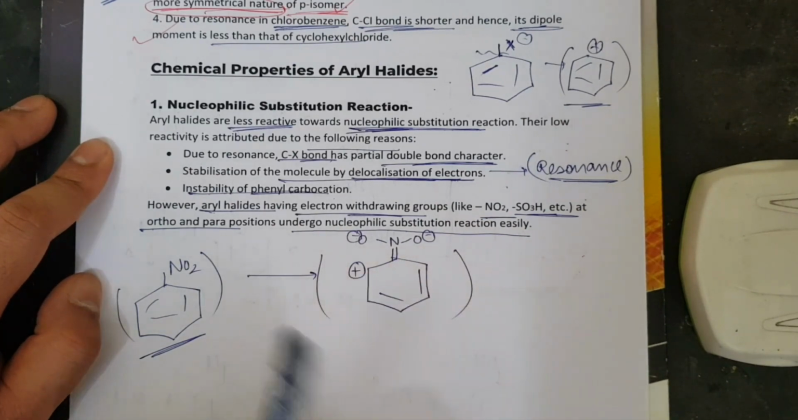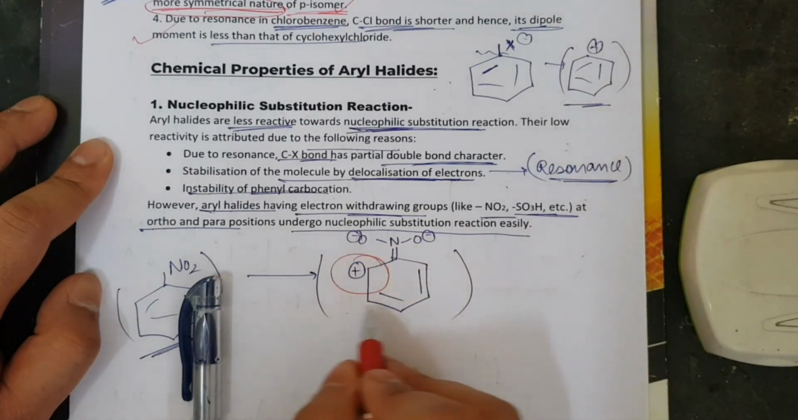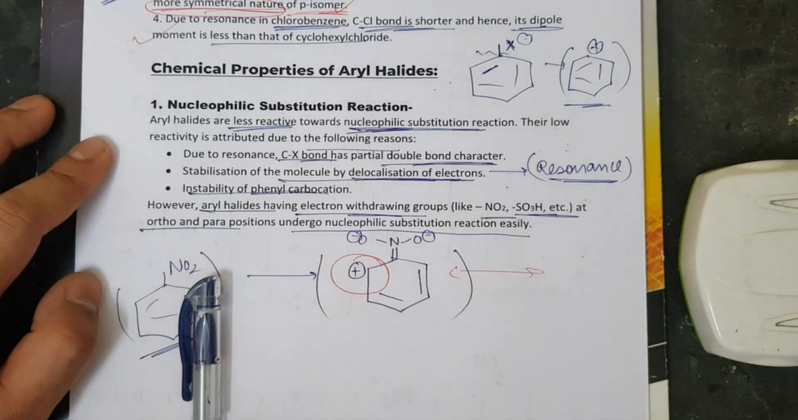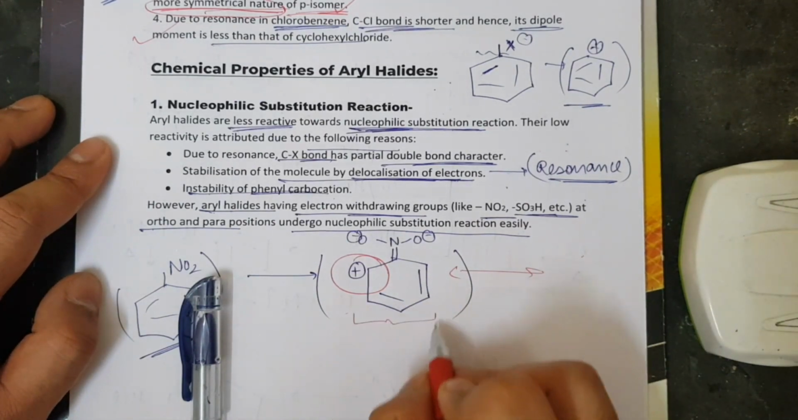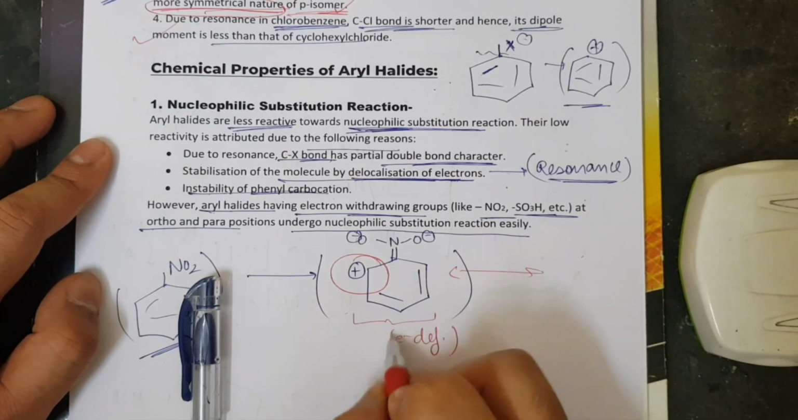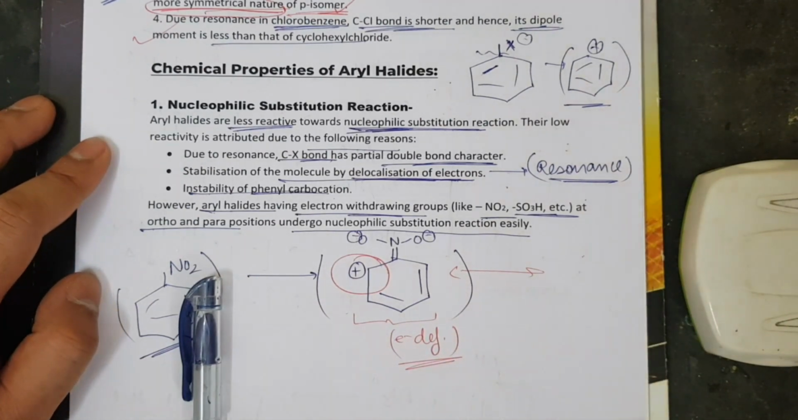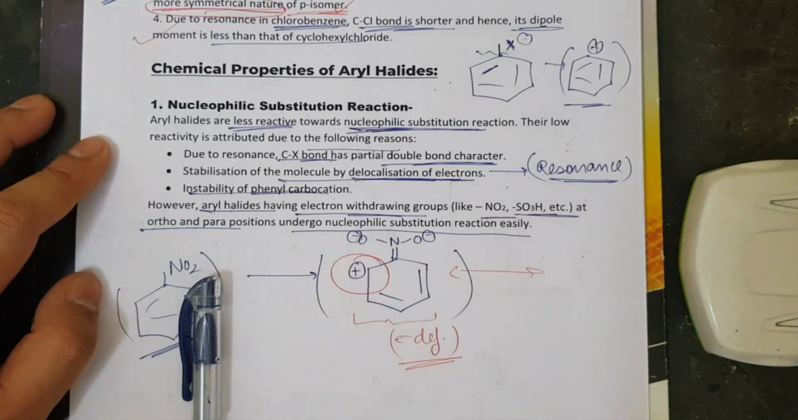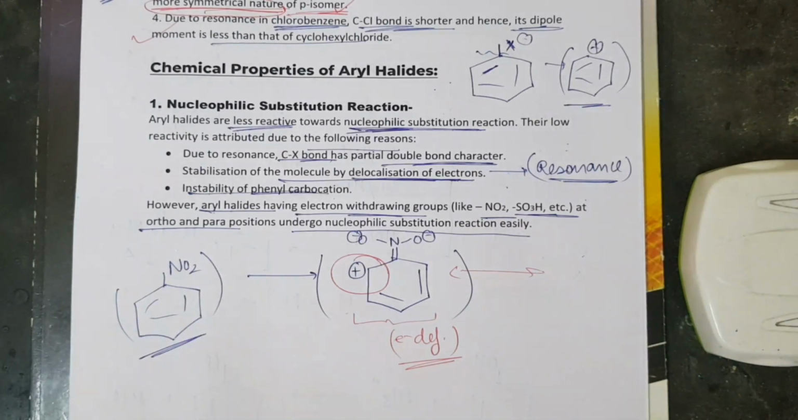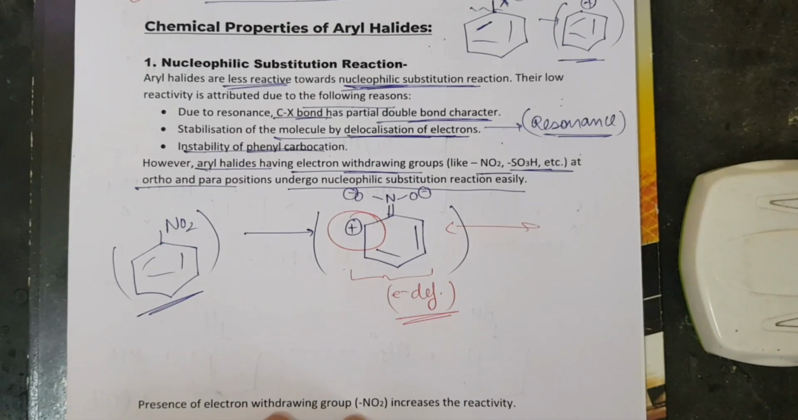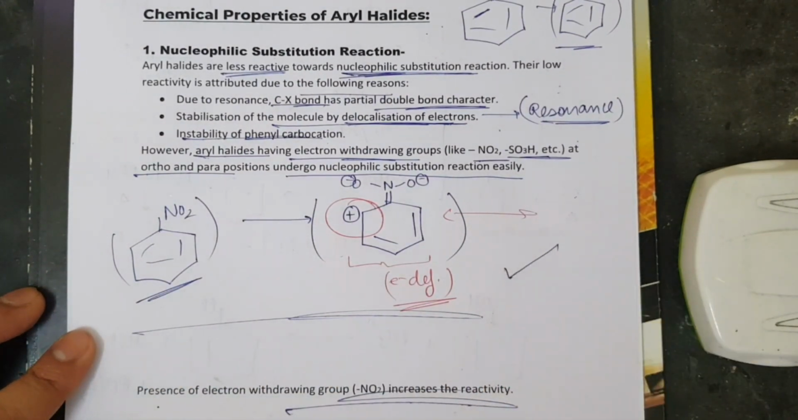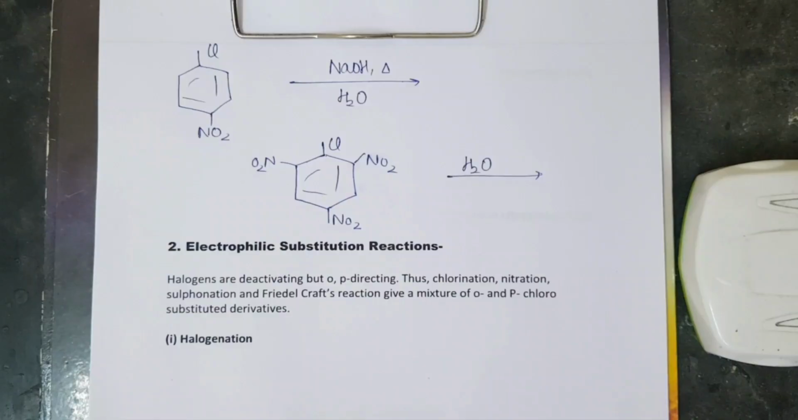Okay, you can see that the plus charge goes inside the ring. If you draw more resonance structures, the plus charge goes inside the ring, because of which the ring becomes electron deficient. Okay, so that is why it can give the nucleophilic reaction, because it has become electron deficient. Very simple logic. Now the presence of electron withdrawing groups like NO2 increases the reactivity due to the logic which I have told here. Okay, so I hope that this is understood.